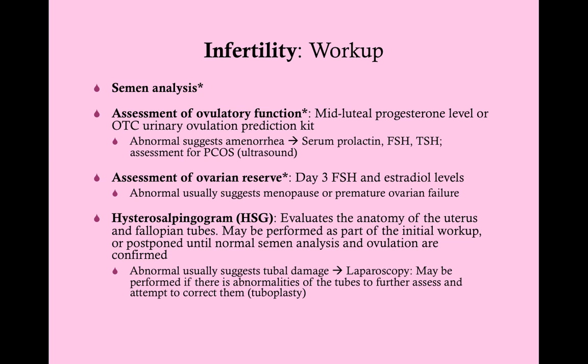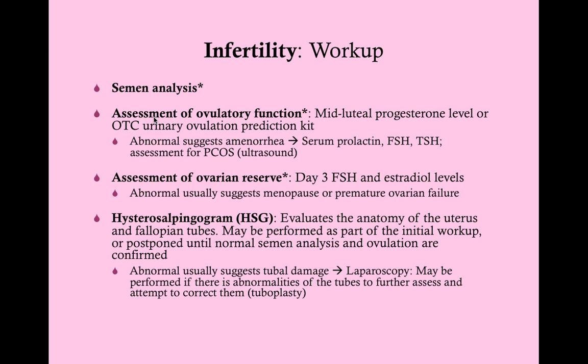So what do we do for workup? This is important here, so you want to write these things down. These ones that are starred are the fundamentals of the infertility workup. Semen analysis: always, always, always, you're going to get a semen analysis. So you're working up both the man and the woman concurrently, simultaneously. You're looking for the quality of the semen: the count, the morphology, the motility.